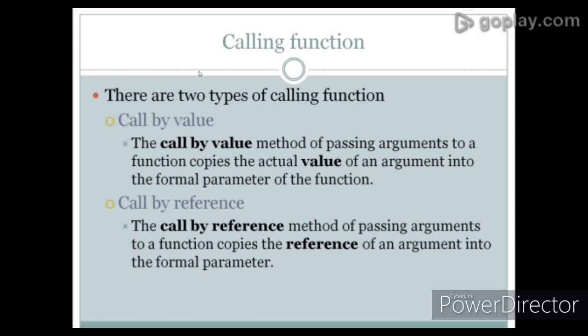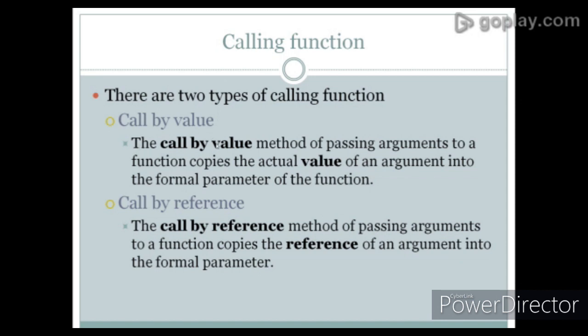So the next is calling functions. There are two types of calling functions. As I've already said, one is call by value and another one is call by reference. In the program we discussed earlier for the swapping function, we have used call by value to call the function. We'll see in detail what is call by value and what is call by reference.